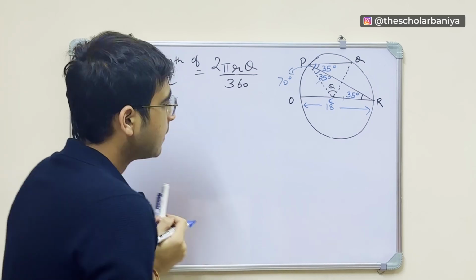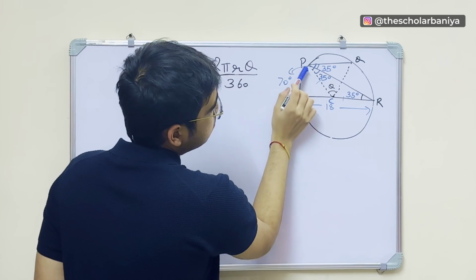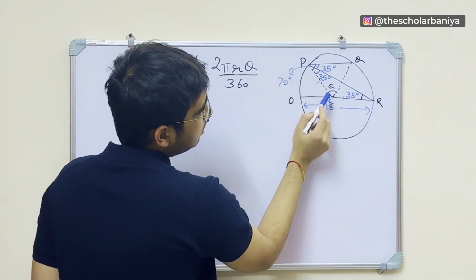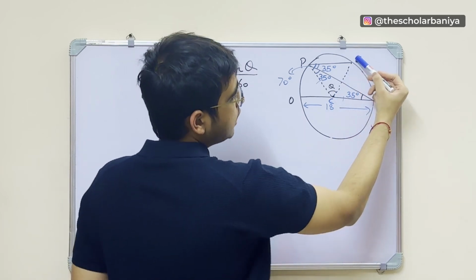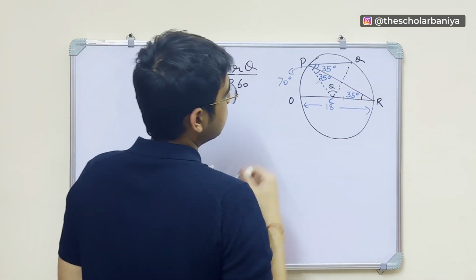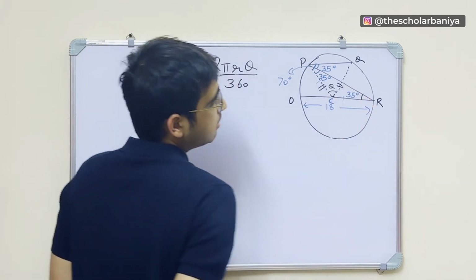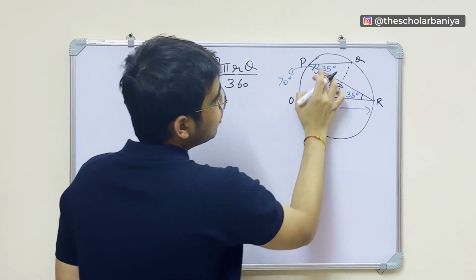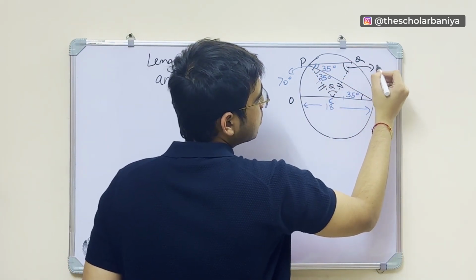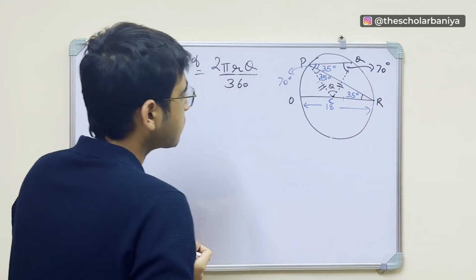Now tell me one more thing. If you see CP, this is the radius. Any line from the center to the circle is the radius, right? CP, and CQ is also the radius. So this side is equal to this side, right? So this angle will be equal to this angle. So this angle also becomes how much? 70 degrees. I hope this is also clear, right?